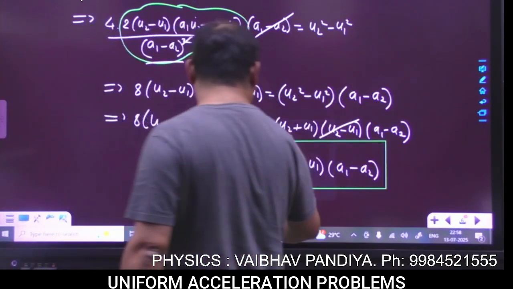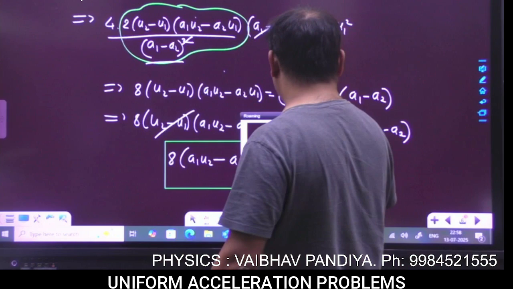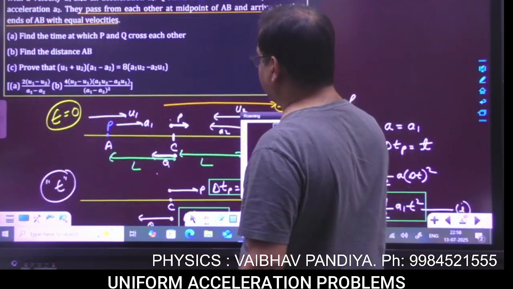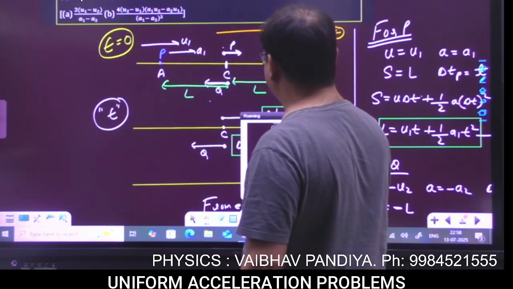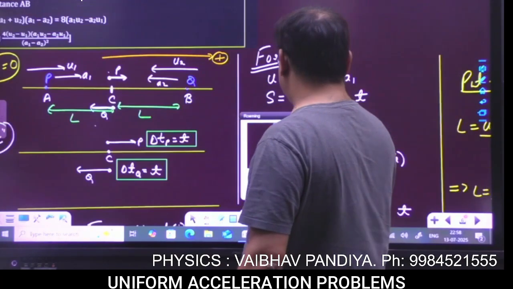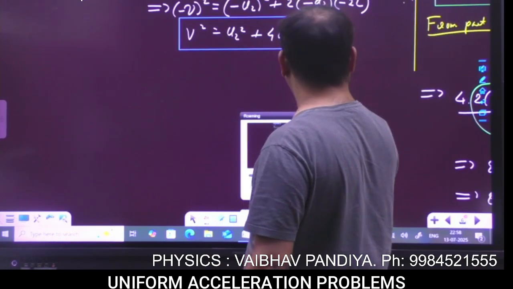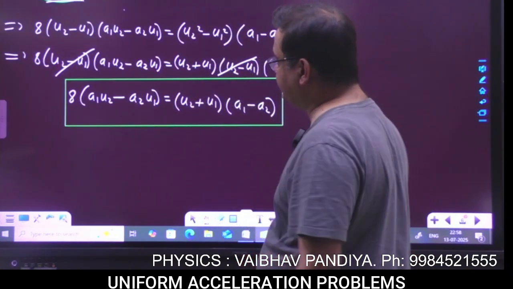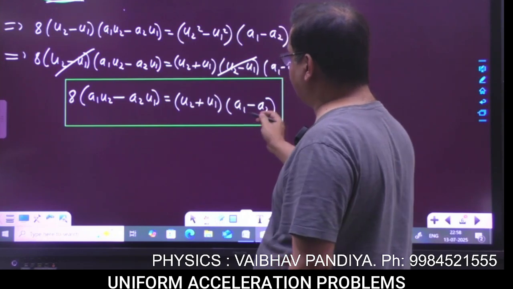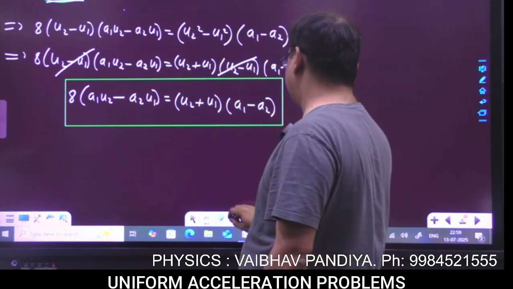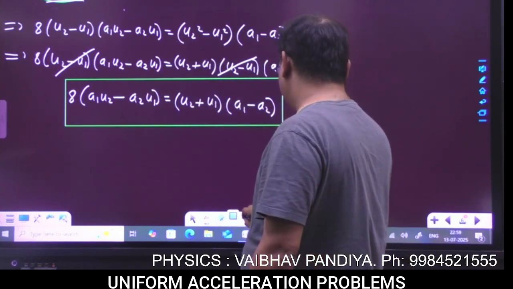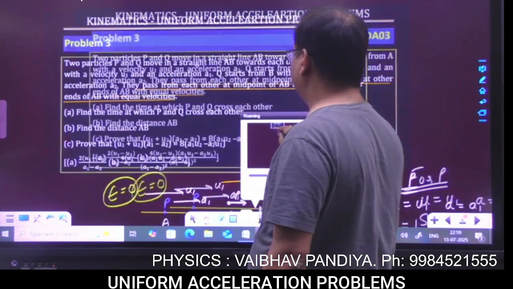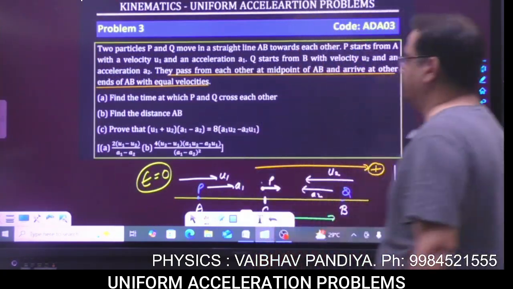And I guess this is the proof which needs to be done in part C, correct? Part C is saying: prove that U1 plus U2 into A1 minus A2 is 8 times of A1 U2 minus A2 U1. You got the proof. 8 times of A1 U2 minus 8 A2 U1 is equal to U2 plus U1 into A1 minus A2. So that is the proof for part C. So these are the 3 parts of problem number 3 for uniformly accelerated motion.